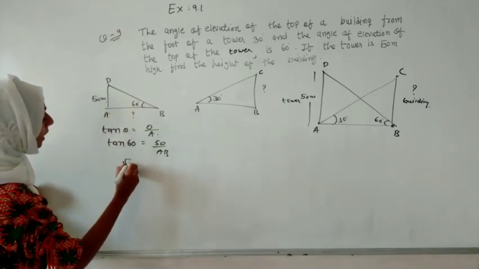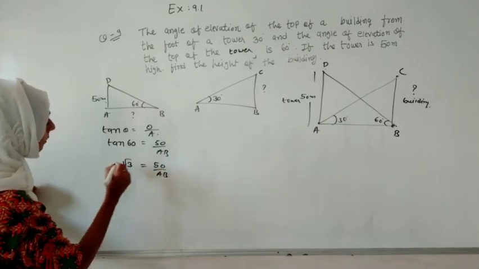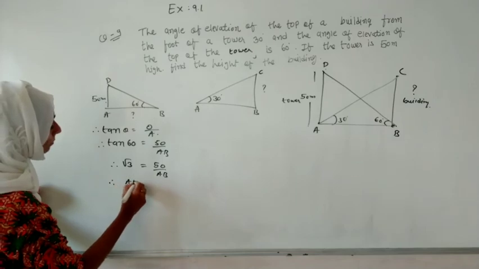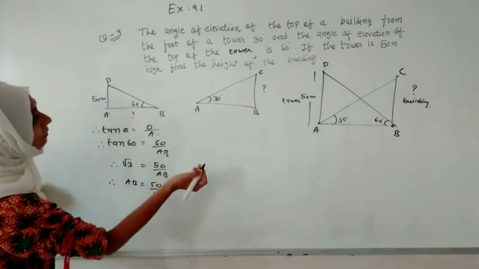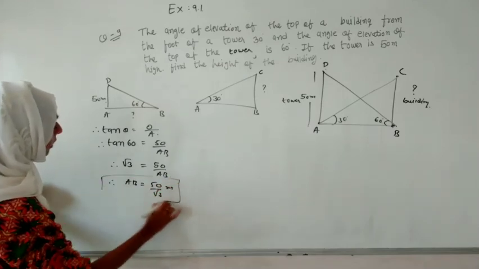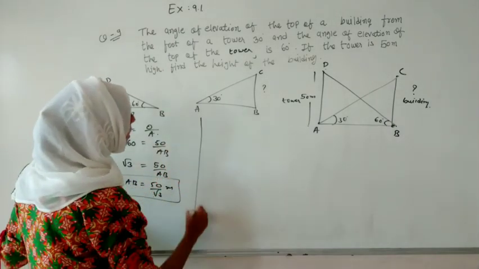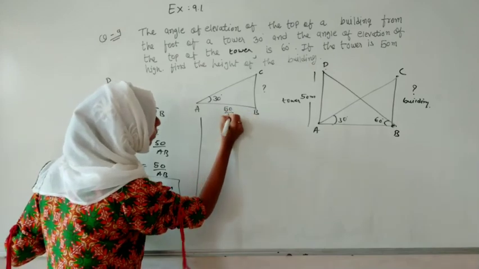Let us substitute the value of tan 60, that is root 3, and this is 50, and we have to find this AB. So let us take AB upside. So it will become AB equals 50 divided by root 3. And if it is in meters, we will write it in meters. Let us keep this as it is, and wherever it is useful we will use it. So it will be useful over here, that AB we have found is 50 upon root 3.